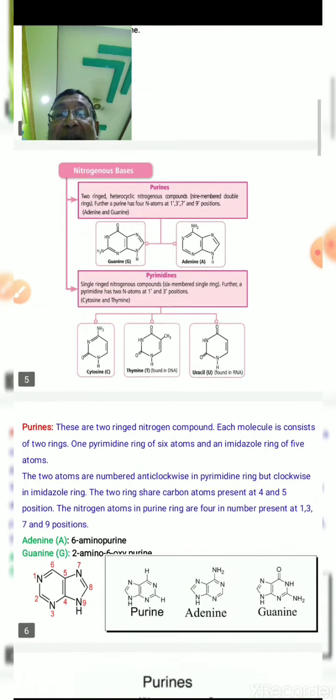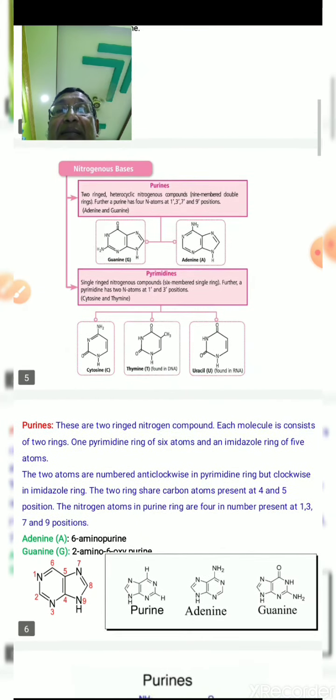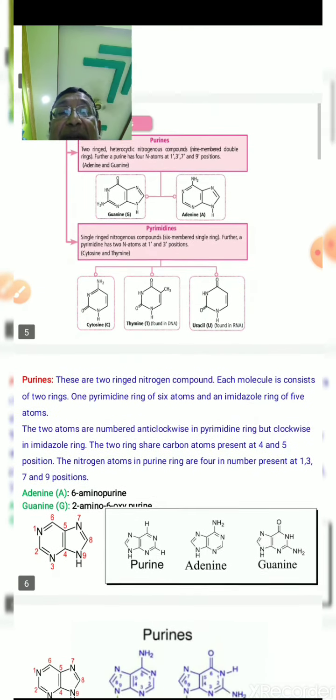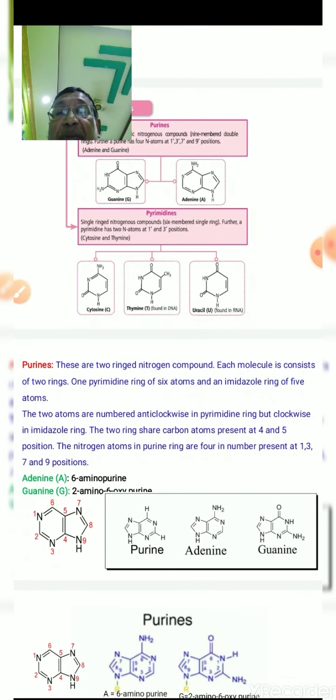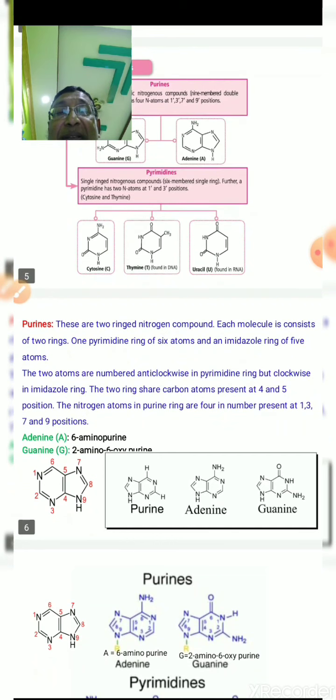And purines are what? Double ring nitrogen compounds. Each molecule consists of 2 rings, one pyrimidine ring of 6 atoms and an imidazole ring of 5 atoms. The atoms are numbered anticlockwise in the case of the pyrimidine ring, but clockwise in the case of the imidazole ring. The 2 rings share the carbon atoms present at the 4 and 5 positions. The nitrogen atoms in the purine rings are 4 in number, present at the 1, 3, 7 and 9 positions.